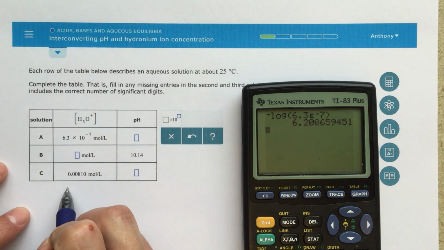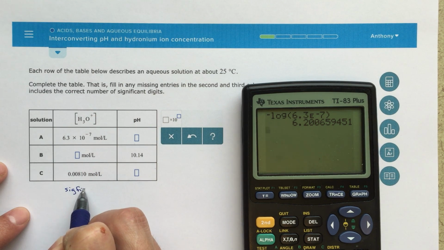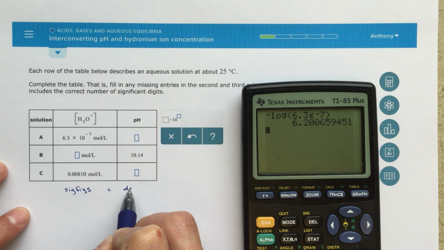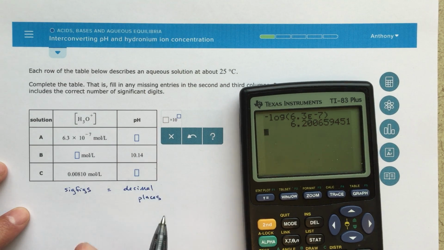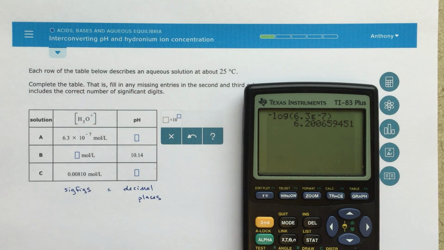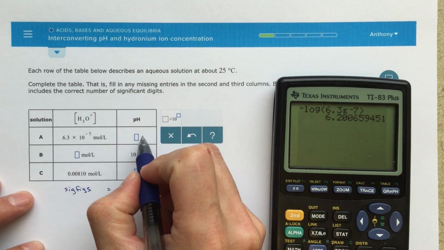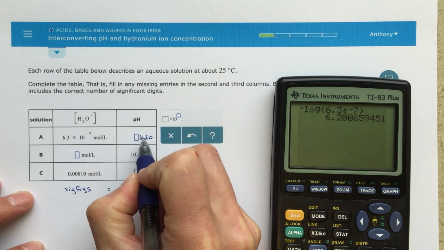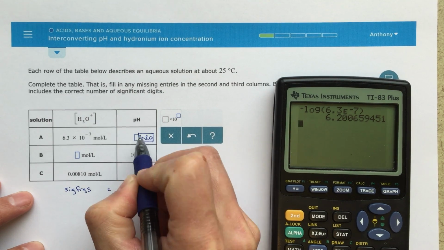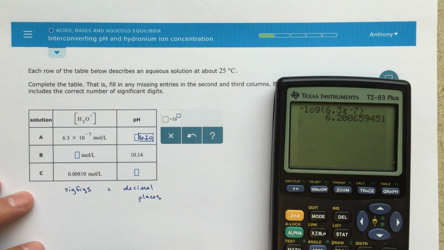So sig figs on this side is going to equal decimal places on this side. And that's just sort of how the log thing works for sig figs. It's the easiest way to sort of discuss that. Go talk to a math professor if you want a better explanation, I guess. But 6.20, that's going to be the answer that I'm going to put in for this pH.